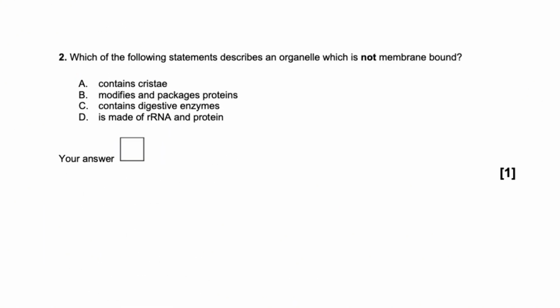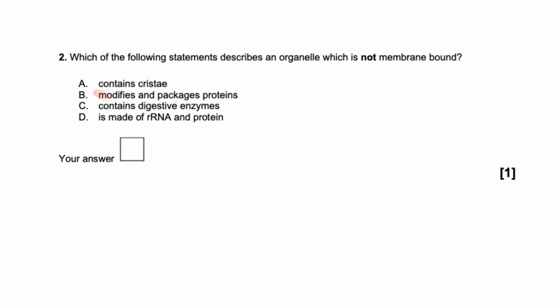This question says, which of the following statements describe an organelle which is not membrane bound? A. Contains cristae. B. Modifies and packages proteins. C. Contains digestive enzymes. D. Is made of rRNA and protein. I made a video about eukaryotic cells, and in this video I mentioned which organelles are membrane bound and which are not, but this question is going solely off of descriptions. A says contains cristae. We know that mitochondria contain cristae, which are the folds of the inner membrane. The mitochondrion is a double membrane bound organelle, so we know this is not the answer.